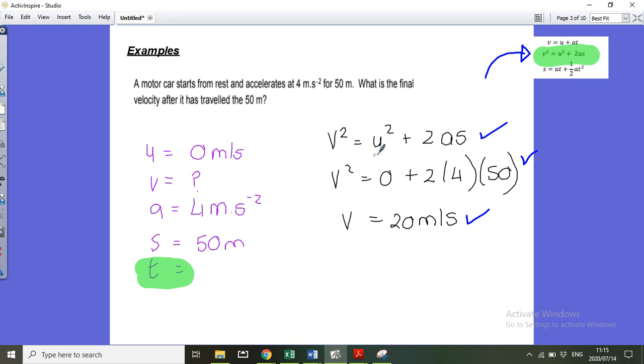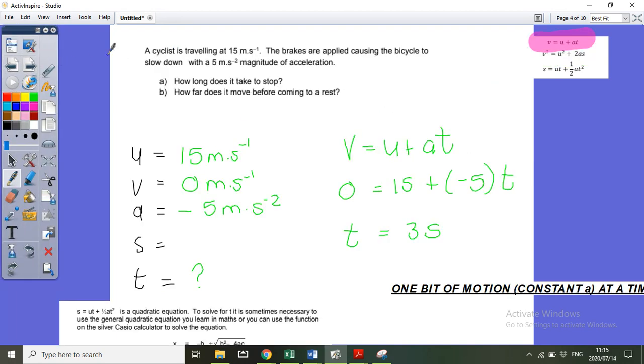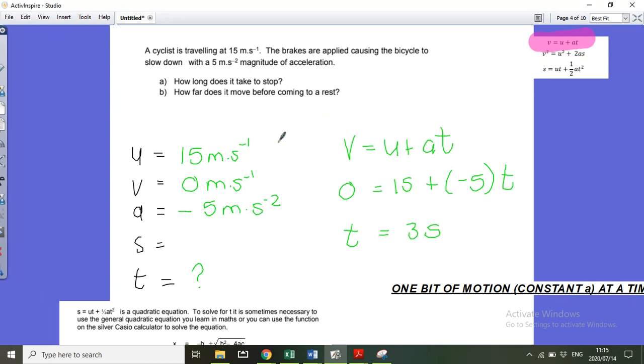So rather just substitute your values into the original equation. Another example, you can see here the initial velocity is given as 15 meters per second. They tell you that he's slowing down, so the force is against the motion, so you need to remember that it's going to be negative. And then they say to stop. So if it's stopping, the final velocity is going to be 0.